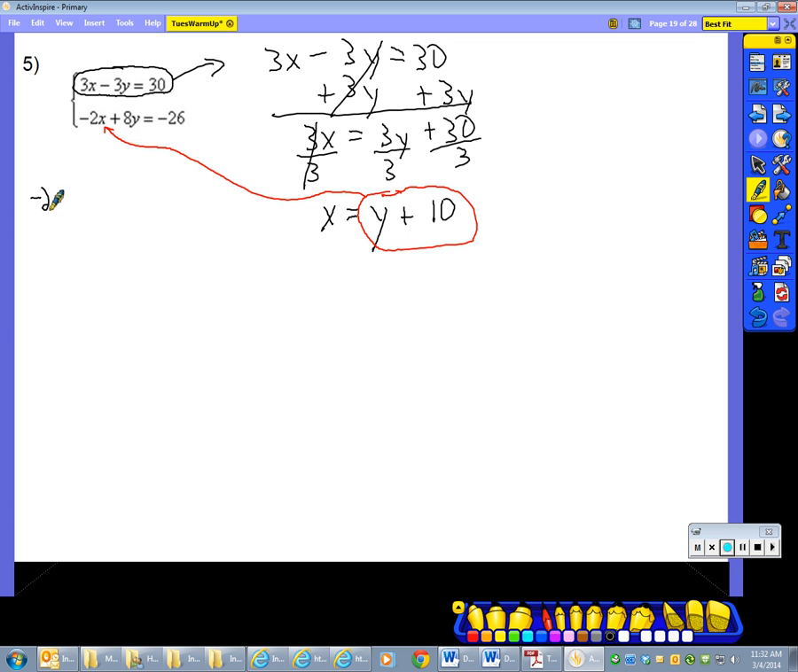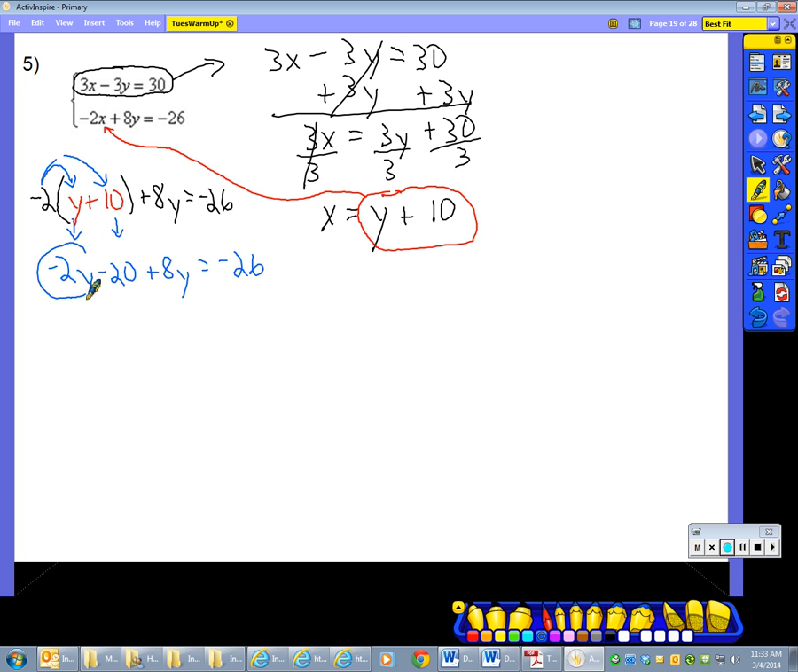So we have negative 2 times y plus 10, let me close the parentheses, plus 8y equals negative 26. So, distributive property, like you learned in 7th grade, negative 2 times 1y is a negative 2y, and a negative 2 times 10 is a negative 20, and then don't forget your plus 8y equals negative 26.